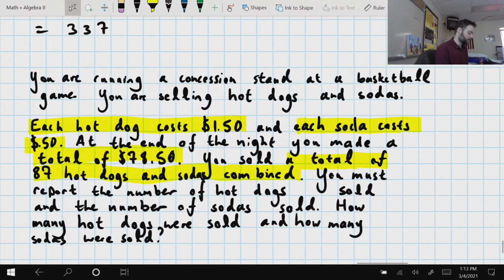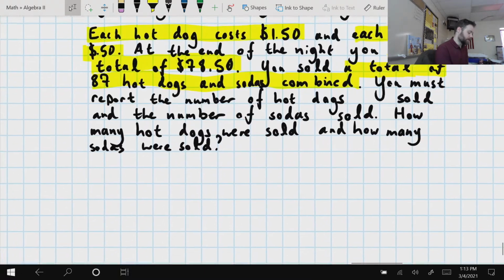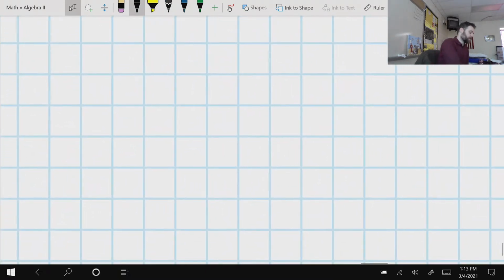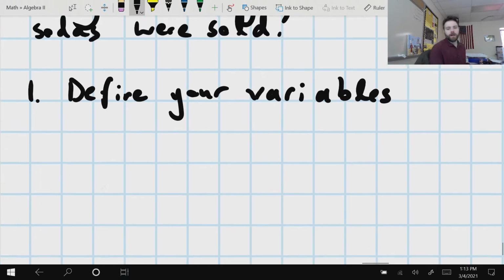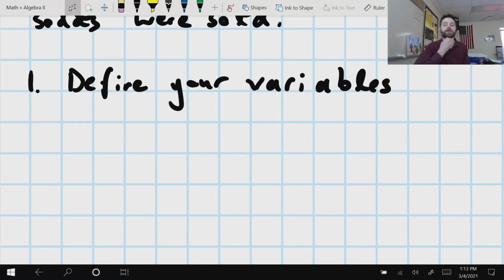So let's start out with saying what X and Y are. The first thing you want to do is define your variables. A lot of times in these contextual problems, you're going to want to just write an equation out. But before you write the equation out, you want to write the variables in terms of their context.